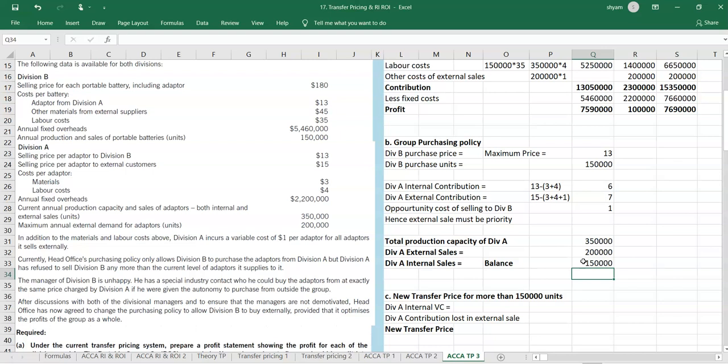If it has to be sold, they will need at least $14. So we can put it like this: any unit to be transferred beyond 1,50,000, beyond 50,000 can be transferred at a price of $14. So how did we arrive at that 14?